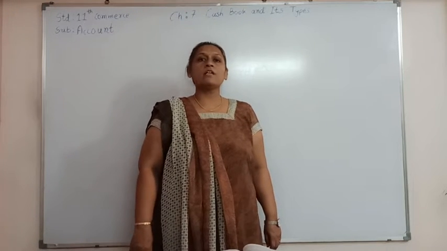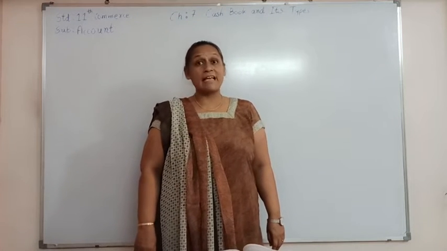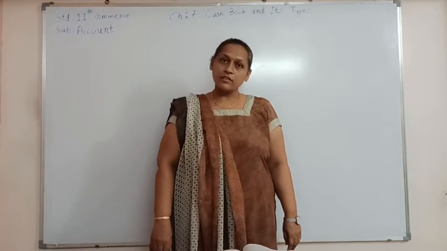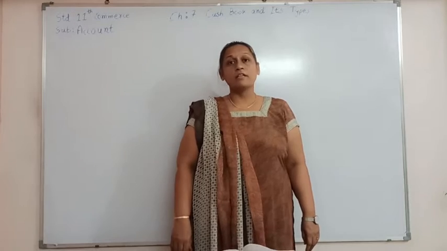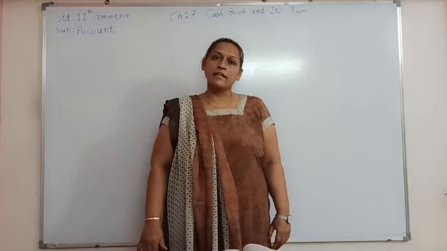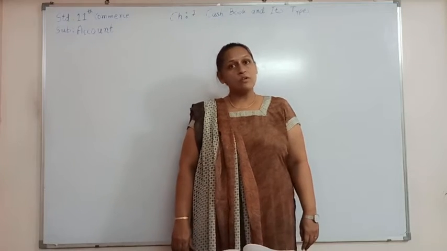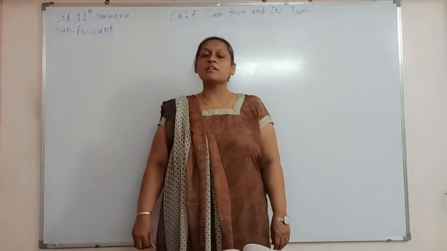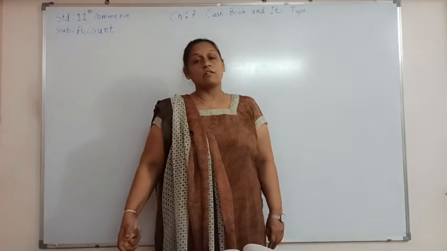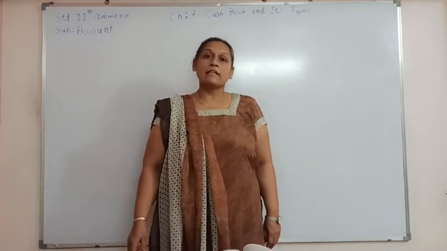Today we are going to see chapter number 7, that is cash book and its types, of standard 11 commerce subject, accounts. This is the fifth part of the chapter. Parts 1 to 4 are linked in the description. Today we are going to see some more transactions with the bank, and how we are going to record our transactions related to the bank in the cash book.